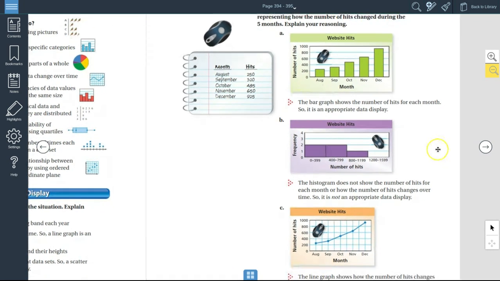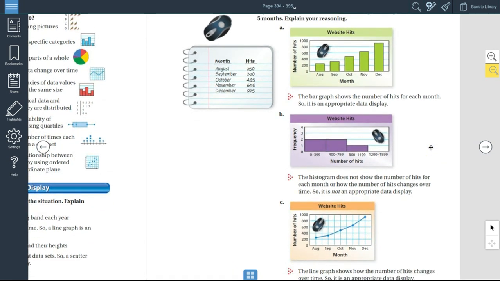There's 3 different ways it's displayed. You'll notice one of these really doesn't make sense. This has months and numbers of hits on those months. And you'll notice this histogram one really doesn't make sense. It doesn't tell you where August, September, November, or December are. Like, they're not here. It just doesn't make sense.